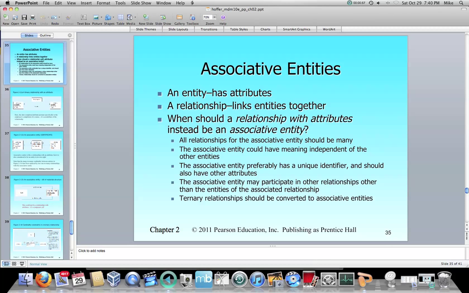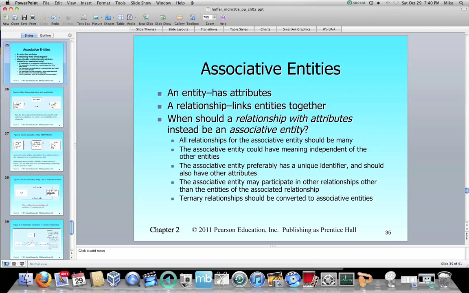We cannot support many-to-many relationships in a database management system. So in order to get rid of that, we need to create an associative entity. The associative entity can have meaning independent of the other entities, which means the associative entity can have attributes in and of itself. The associative entity has a unique identifier and can have other attributes.